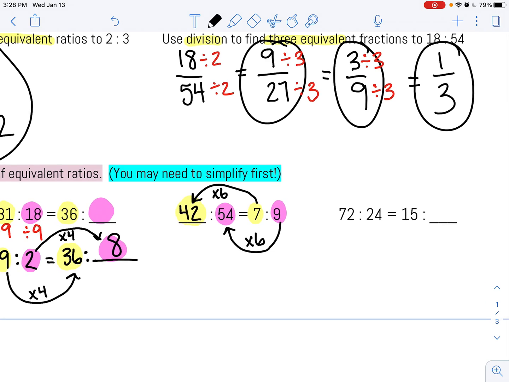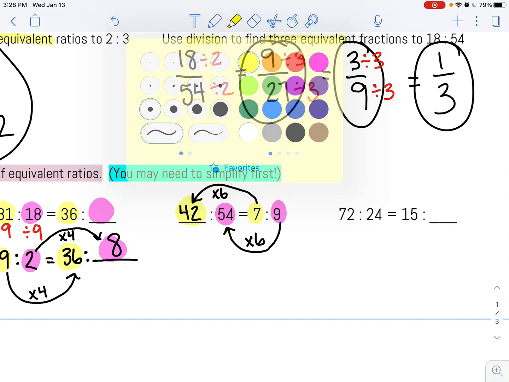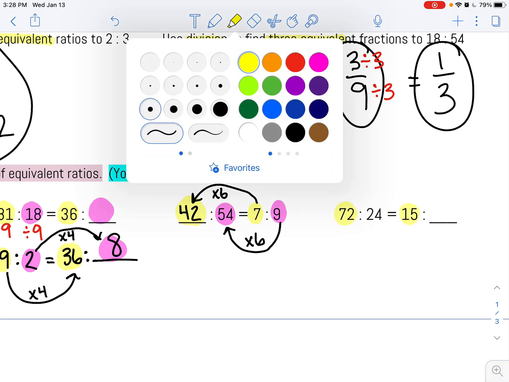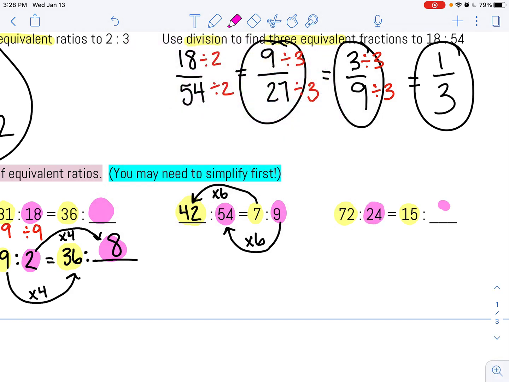And the last problem. Let's match up our terms here with what we have in our highlighting. We have 72 and 15. And I have 24 in my missing number. After I've highlighted, I want to see with my complete ratio, can I simplify my ratio there with 72 and 24.